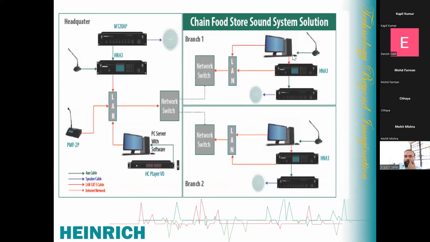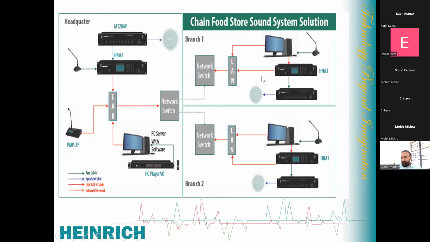So this is an architecture to show how this IP system application can work. There is a headquarter where you have installed your software and microphone, and from there you are creating zones. Now there are multiple branches or multiple offices.